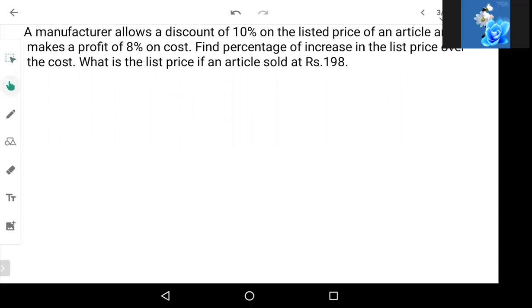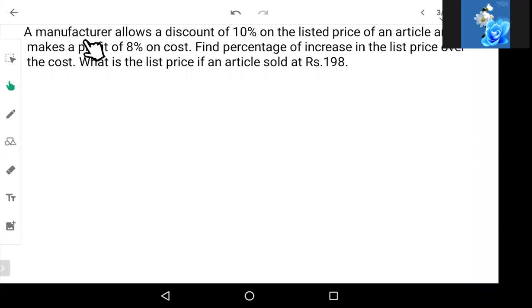So firstly, a manufacturer allows a discount of 10% on the listed price of an article. So whatever is the MRP that he has put on the article or the product, he is giving a 10% discount. Usually they put stickers on the products with their rate, right? So he is giving 10% discount on that MRP. Even after giving 10% discount on that price, he will still make a profit of 8% on cost.